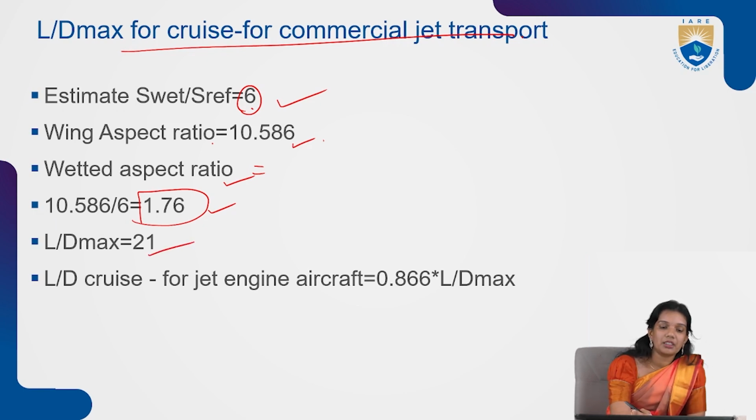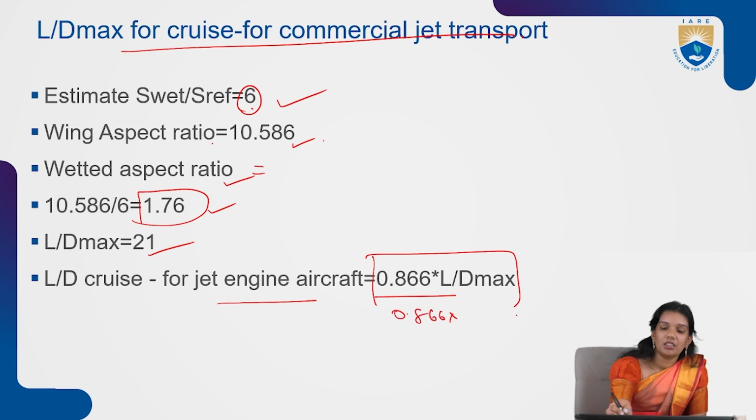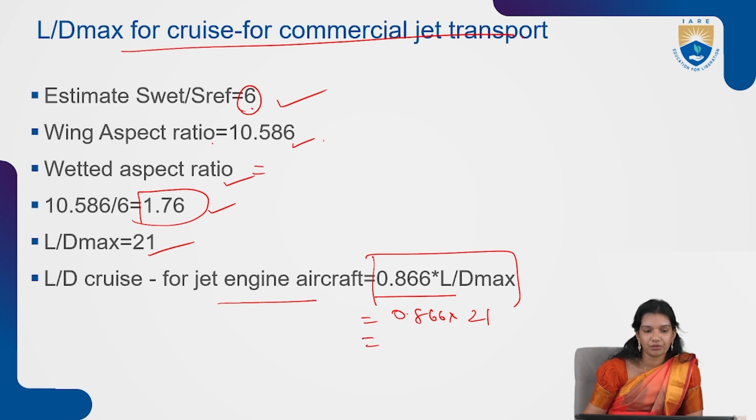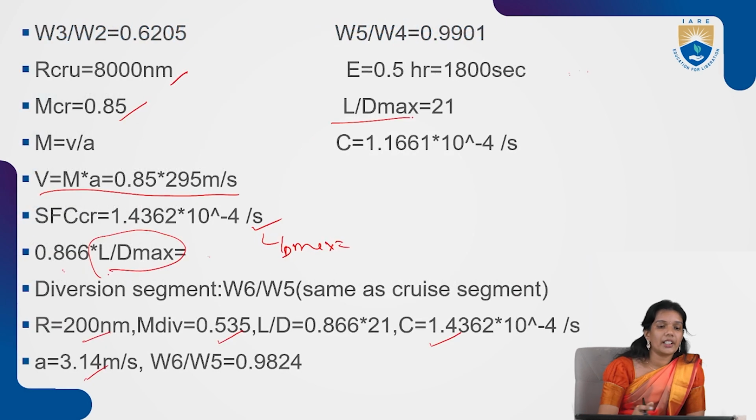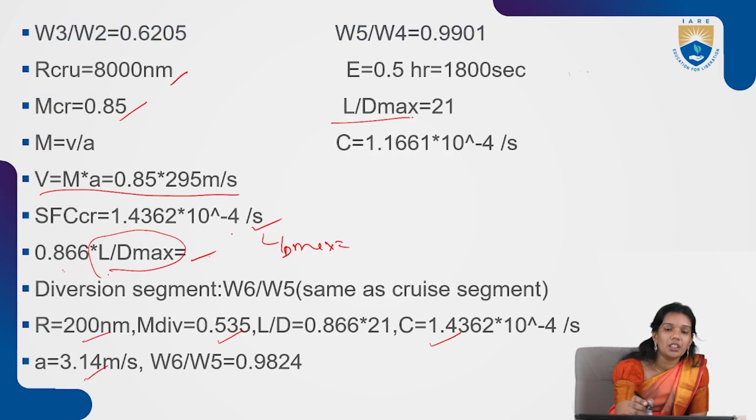Now for the cruise segment, what is it? We have said jet engine. So for the cruise segment, it is 0.866 into L by D max, as we have seen in the previous numerical also. So it is 0.866 into 21, which I have estimated, and that is going to be my L by D for cruise. For loiter, it is simply 21. So I go and calculate that, and I get the values for the loitering segment also. Then for diversion, I have a different range and a different Mach number. For that L by D, I calculate and get a value.